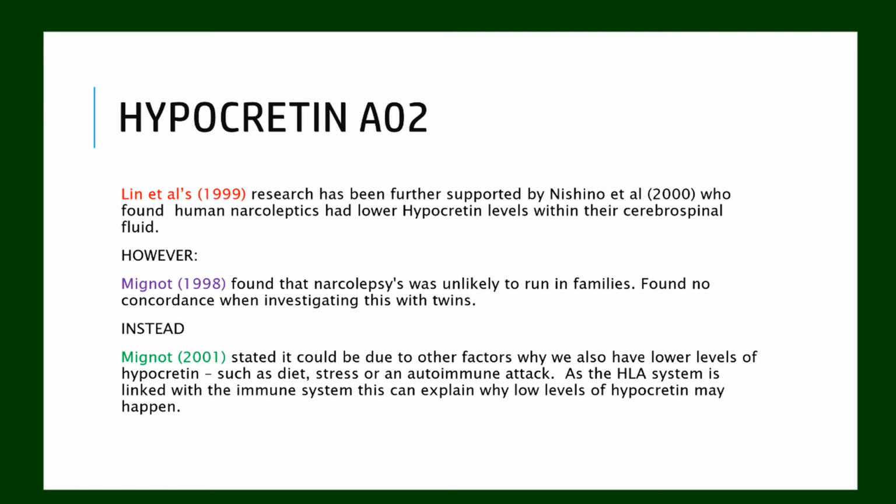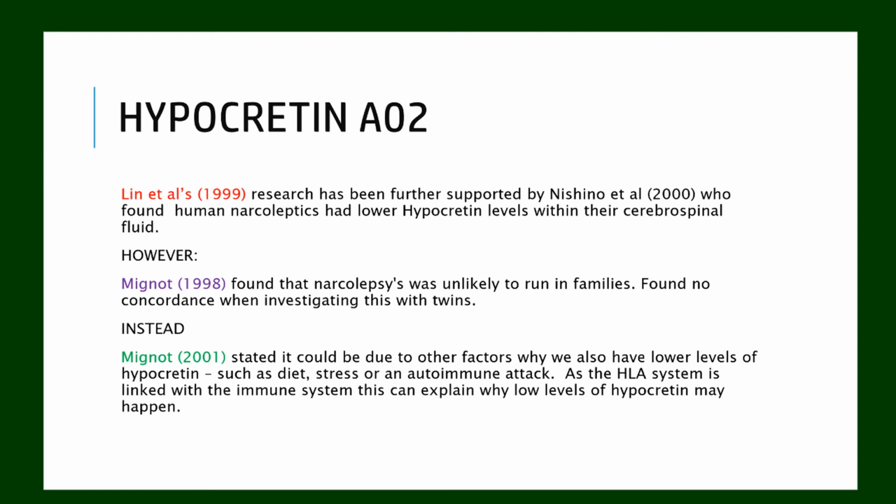As the HLA system is linked with the immune system, this can explain why low levels of hypocretin may happen. Because we are fighting off a virus, or we're stressed, or we've got a poor diet, our immune system may be decreased, which may have a huge impact on the amount of hypocretin that we produce as a result. And obviously for us, this means that hypocretin, as an explanation, is a good one, because it's not just solely focused on one area, it's linked in with the HLA system as well, which means that this is possibly the best explanation as to why individuals develop narcolepsy.